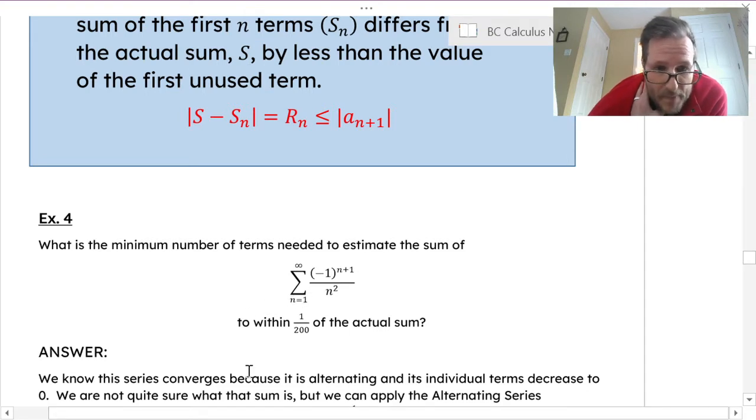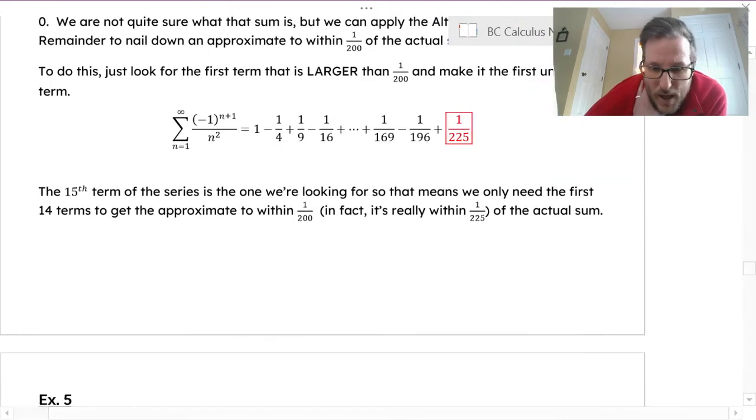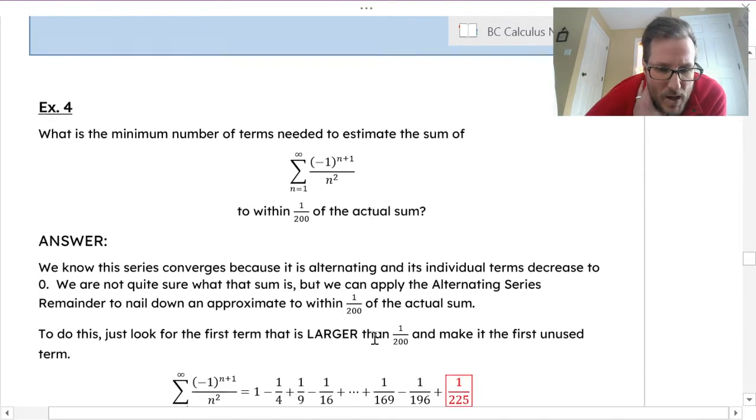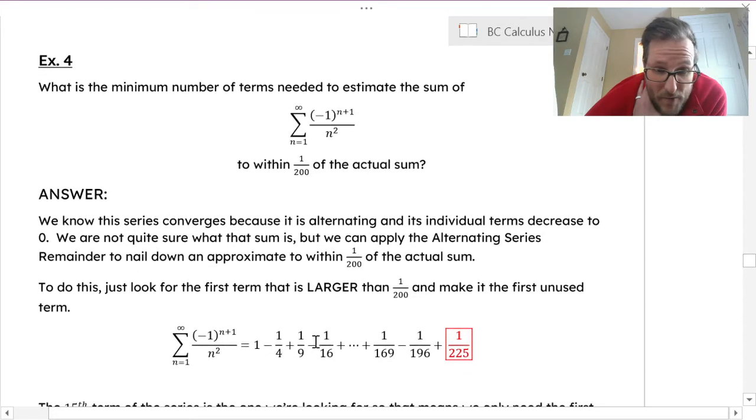So this series converges, right? Because 1 over n squared gets smaller and goes to 0. So you know that this converges, you just don't know what it converges to. So we're going to have to figure that out. All right, so we're going to write out the terms. I wrote out the first few terms here: 1 minus a fourth plus a ninth minus a 16th, etc. We've got all these square numbers on the bottom.